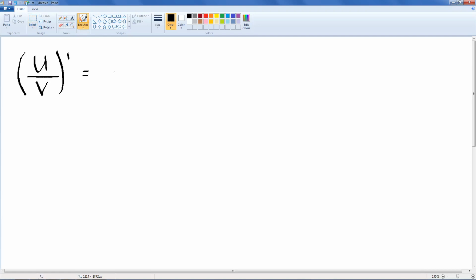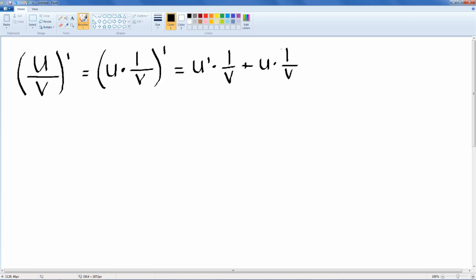So (u over v) prime is actually equal to (u times 1 over v) prime. And here we're going to use the product rule, which is first prime times second, so it's going to be u prime times 1 over v, plus first times second prime.